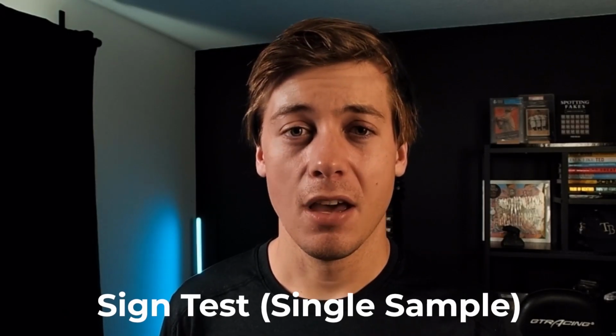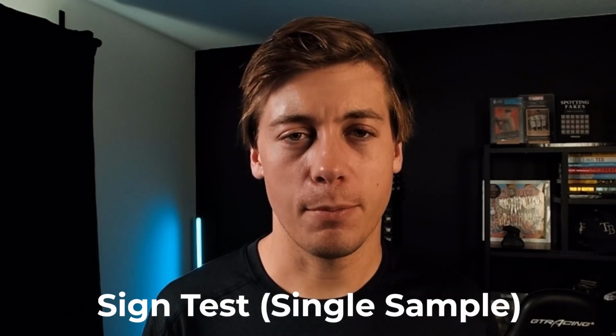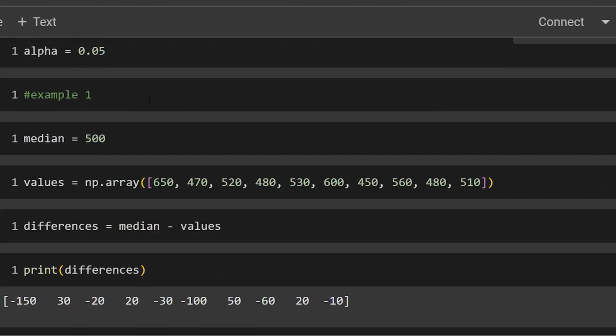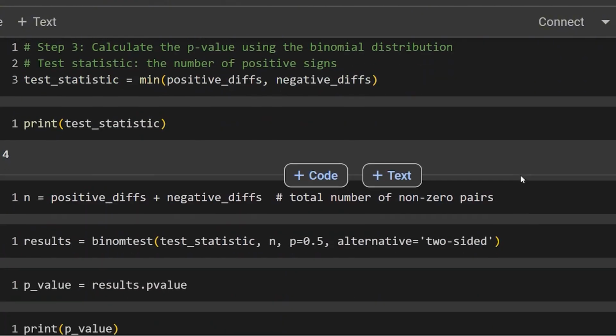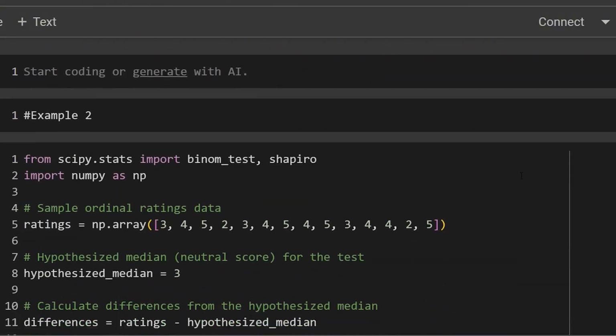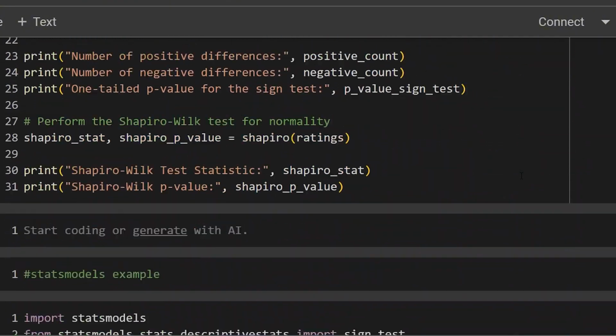In today's Python statistics video, we're going to be taking a look at the single sample sign test. We're going to go over a little bit of the background information behind this test, then go over a manual calculation, and then I'll show you how we can use a shortcut within Python with the help of SciPy. But before we jump into that code, let's go over a little bit more information about this test.